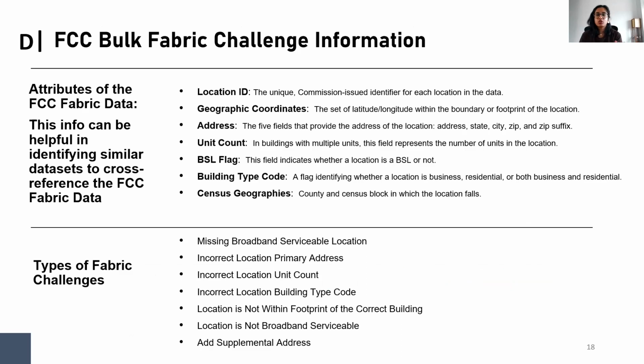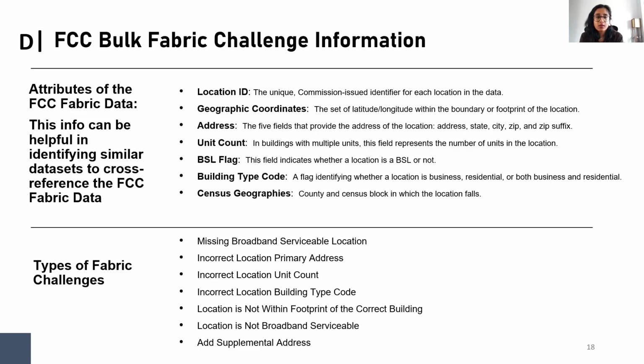So a little bit of information just to give you a sense of the attributes in the FCC fabric when you're considering local data sets that you might want to use to cross-reference some of this information with. So the FCC fabric has location ID, which is specific to each location, and that is generated by their system. Then there's the geographic coordinates, so the latitude and longitude, and each of these is a point within the building footprint. Then there's the address, which includes the primary address, state, city, zip code, and the zip code suffix.